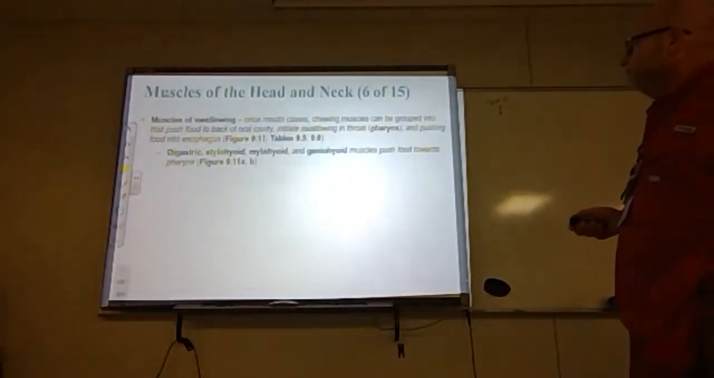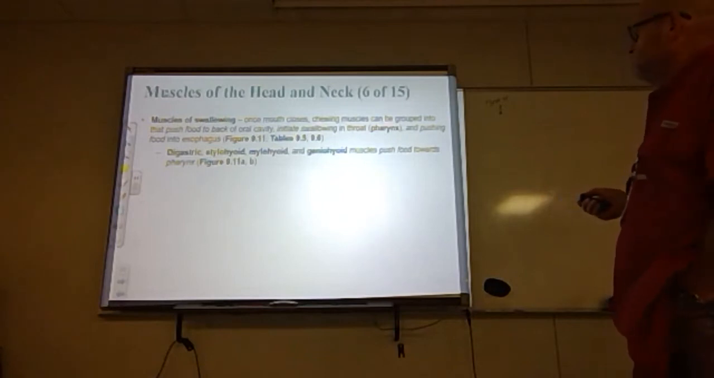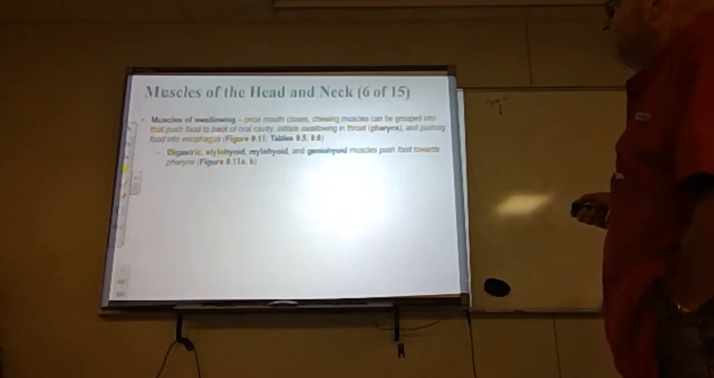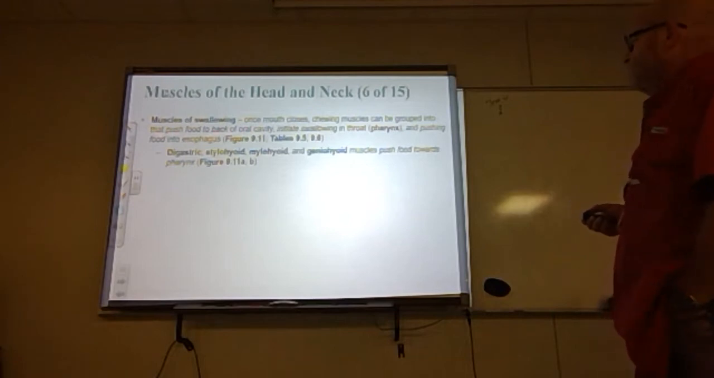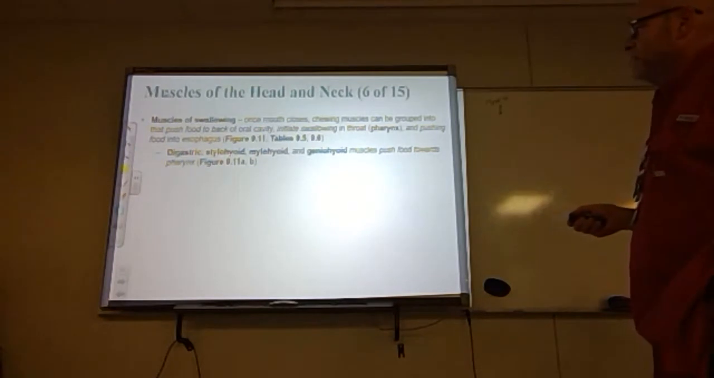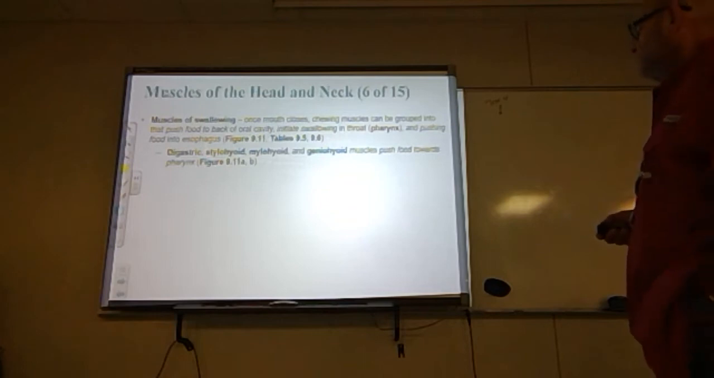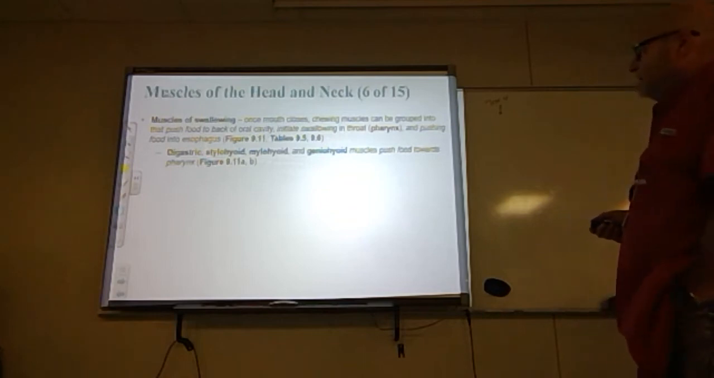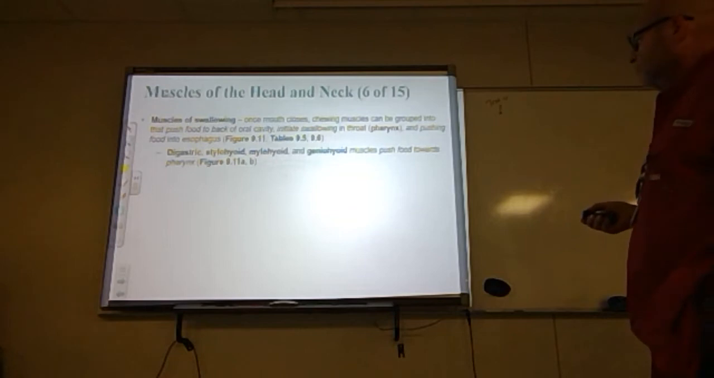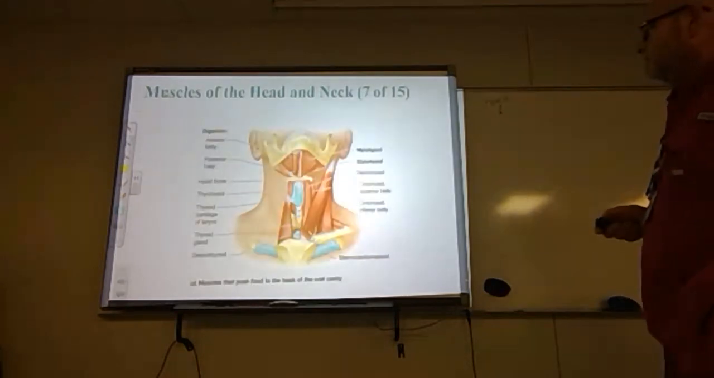The muscles of swallowing. Once the mouth closes, the chewing muscles can be grouped into those that push food back up to the back of the oral cavity, initiate swallowing in the throat, the pharynx, and push the food into the esophagus. Those muscles are the digastric, the stylohyoid, the mylohyoid, and the geniohyoid. All of those muscles attach to the hyoid bone, which we talked about earlier regarding the hyoid bone's uniqueness. And these muscles all work together, pushing the food item toward the pharynx.